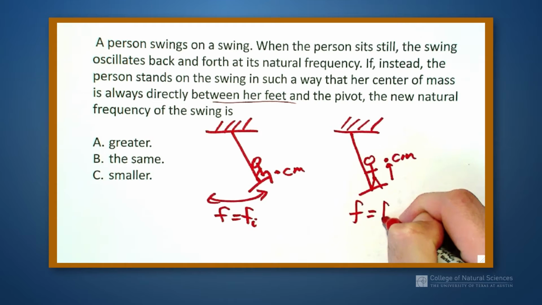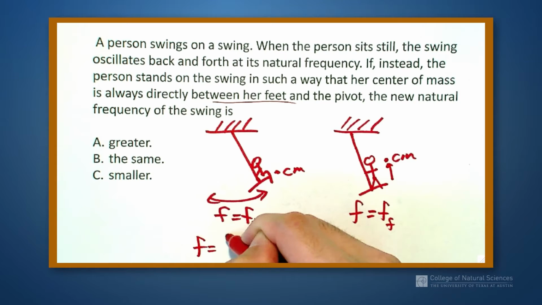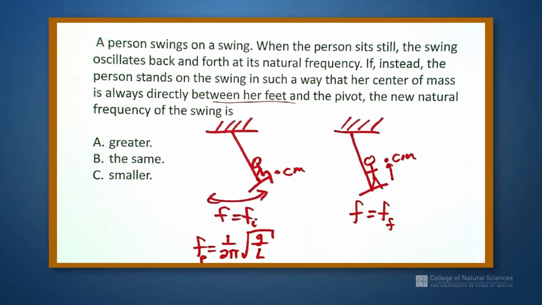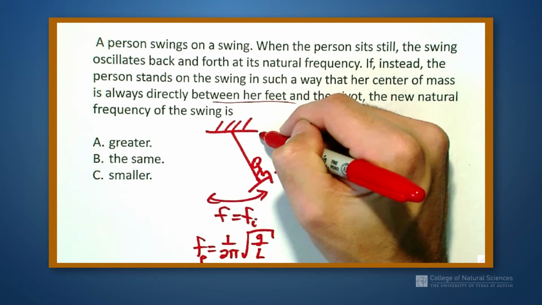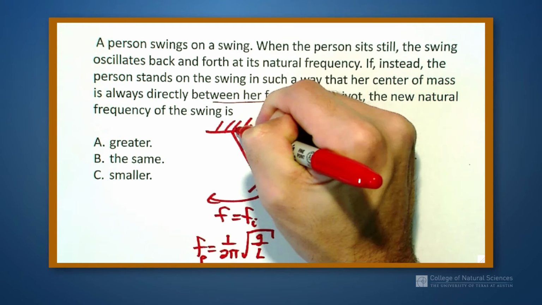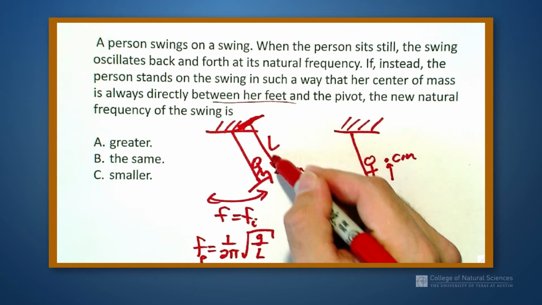What's our final frequency? Well, I know that a pendulum has 1 over 2 pi square root of g over L. And this is for a pendulum, not a spring mass system. And this is one of the ways that people can get confused, is it's for a pendulum. Well, in this case, g is always going to be constant. But the length that we change, the length is given by the axis of rotation to where our center of mass is.